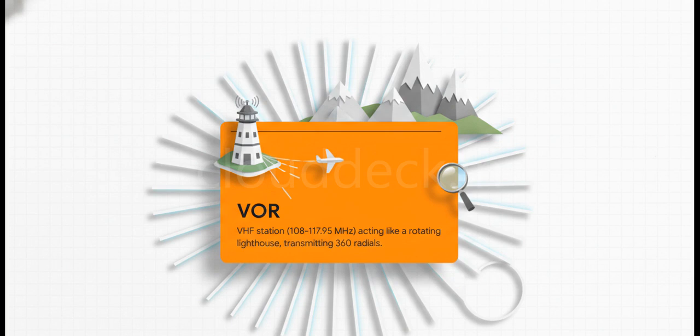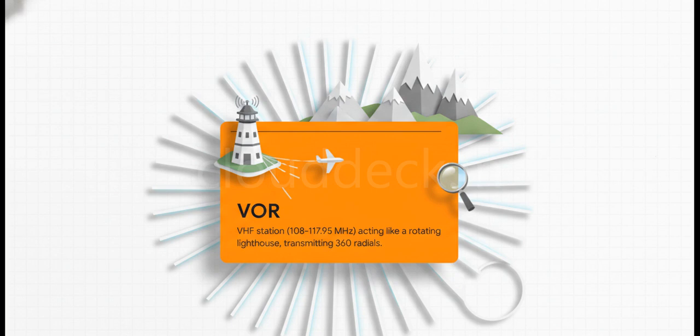Think of a VOR ground station like a massive rotating lighthouse transmitting 360 distinct magnetic tracks, which we call radials, out into space. Now, what's really fascinating is how the VOR receiver in your cockpit figures out where you are. It doesn't just look at one single beam. Instead, the station transmits two signals, an omnidirectional reference signal and a rotating variable signal. Your receiver simply compares the phase difference between those two signals to pinpoint exactly which of the 360 radials you're currently flying on. Pretty smart, right?